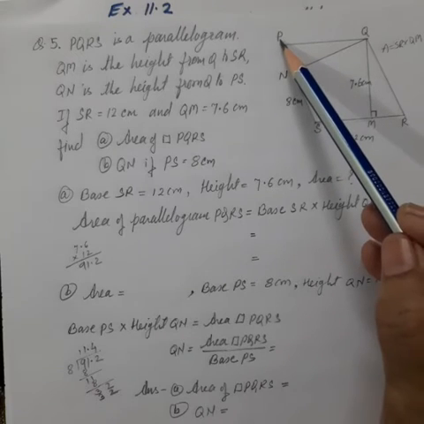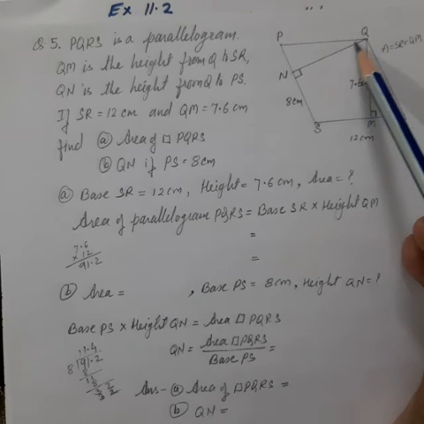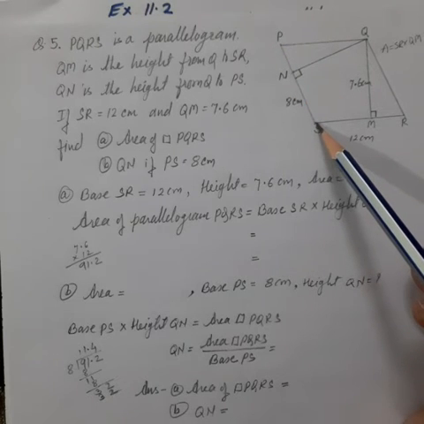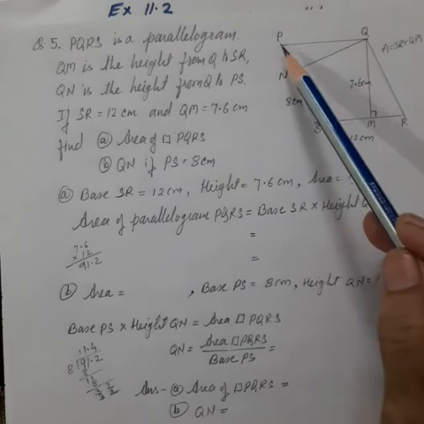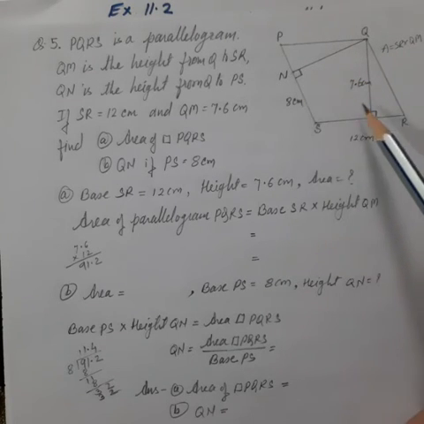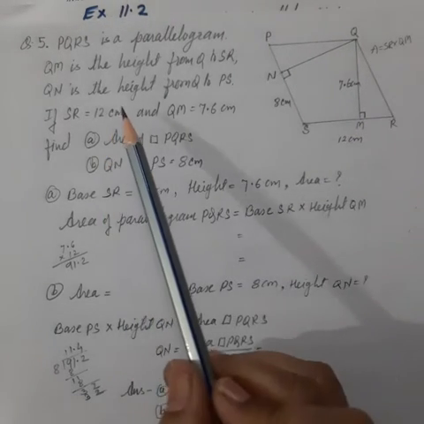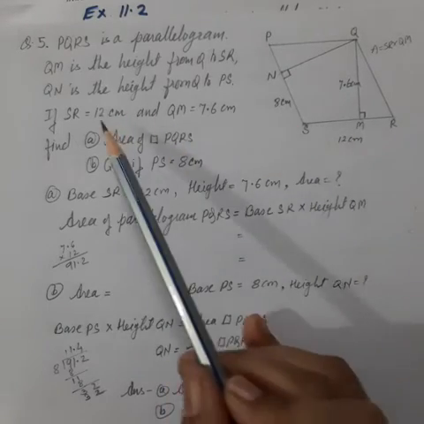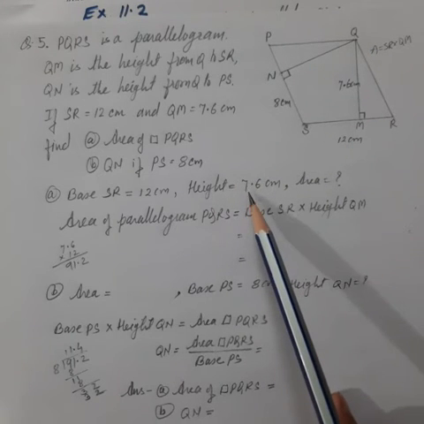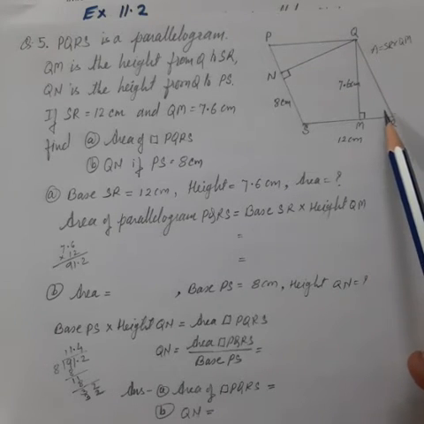If we consider the side PS as the base, we have to take height QN because QN is perpendicular on this side PS. Product of base PS into height QN will give us the area. In both the cases, we will get the same answer for area. In this question, base SR is given 12 cm and its corresponding height QM is given 7.6 cm. And we have to find out the area of this parallelogram PQRS.